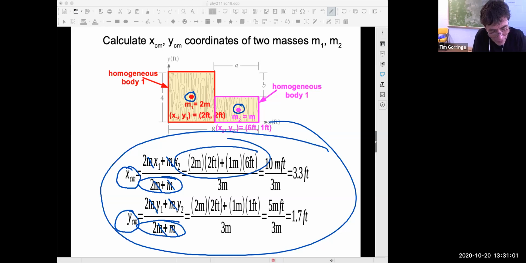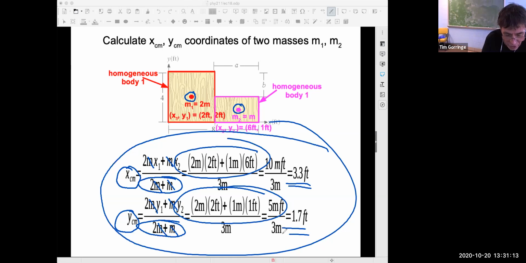Well, if you do the sum, I won't go through all the sum. Here's the 2 bits I'm adding together for the x coordinate center of mass, 2 bits I'm adding together for the y coordinate center of mass. I add them up, I divide by 3 m's in both cases, and I get a position for the center of mass. It says it's 3.3 feet in the x direction.